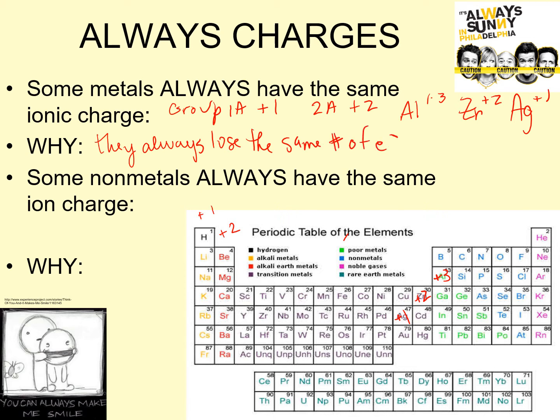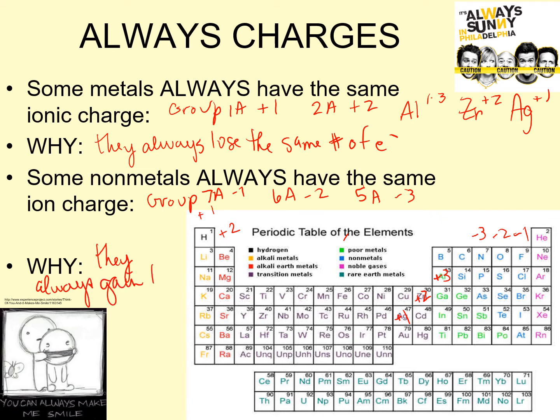Okay. Some nonmetals always have the same ion charges. What are those? So group 7A, negative 1. 6A, negative 2. 5A, nonmetals, negative 3. So negative 1, negative 2, negative 3. This might seem familiar because it should be. We talked about this. Why? They always gain the same number of electrons.